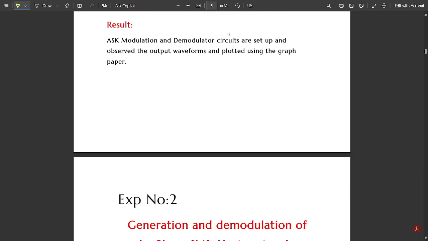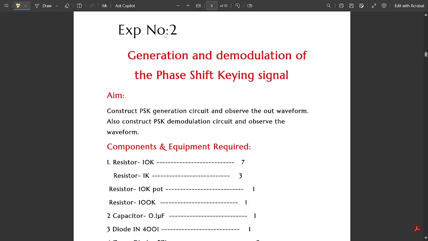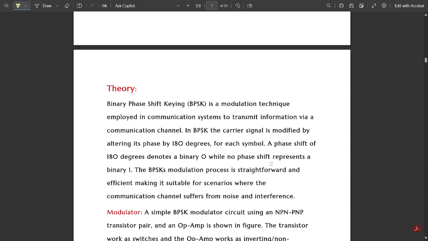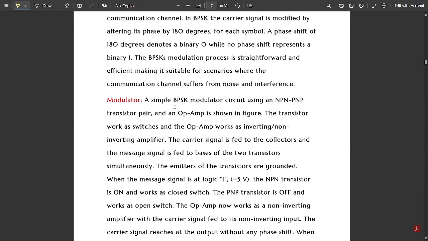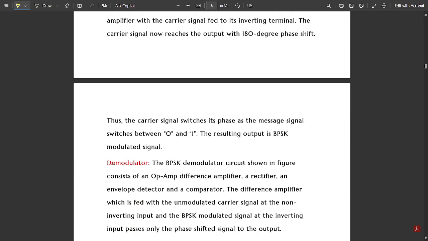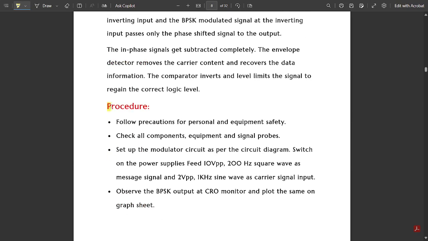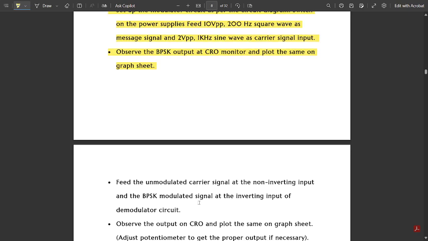Next, the second experiment, same as the first experiment. All the steps required, you should be doing again. This is the phase shift keying signal. The aim and components required, all of them you should be writing. Theory part: phase shift keying, modulator side, demodulator side, you should be writing all of them. Procedure, I have told you, remains the same for all of them.